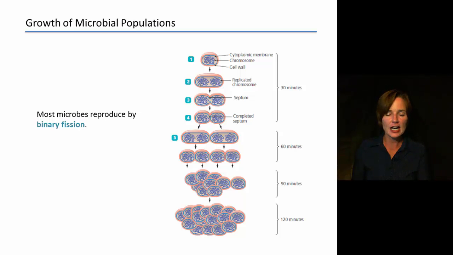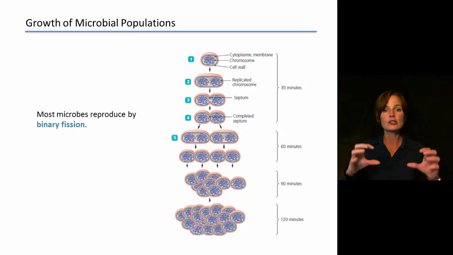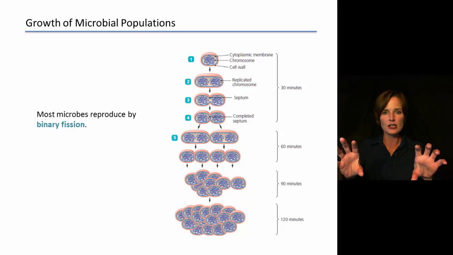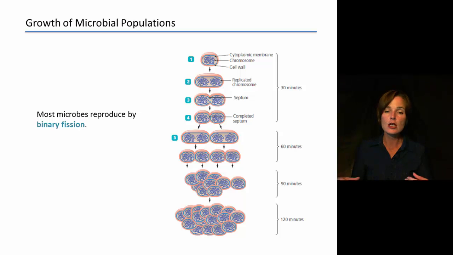Now, this is a fast process, and in some cases, this can be as fast as 20 minutes. So in 20 minutes, you went from one cell to now having two cells. And then in another 20 minutes, each of those cells can divide into two new cells. So it can produce a lot of microbes very rapidly.